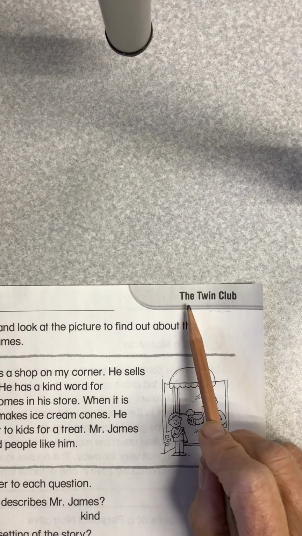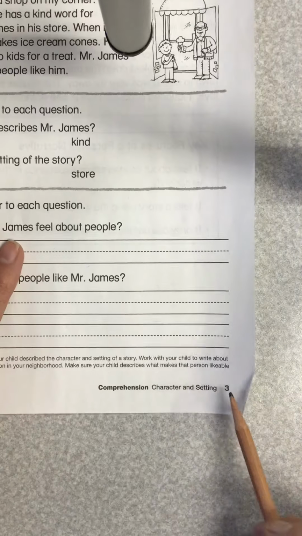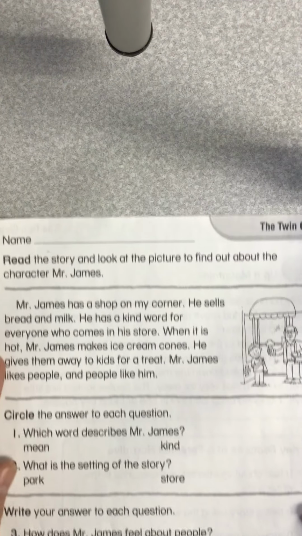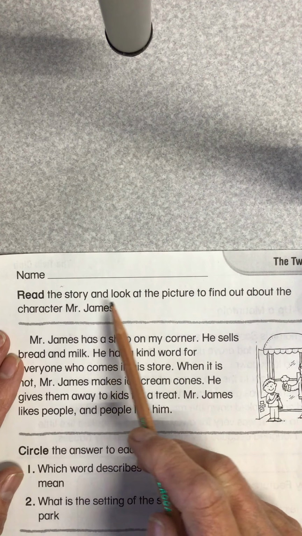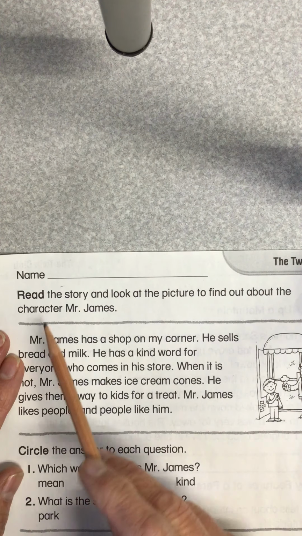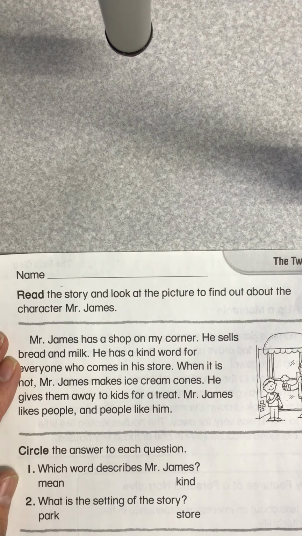One of our goals for the Twin Club unit was learning about characters in a story. So we are going to be working on page 3 in your workbook, and let's find out what we need to do. Read the story and look at the picture to find out about the character, Mr. James.